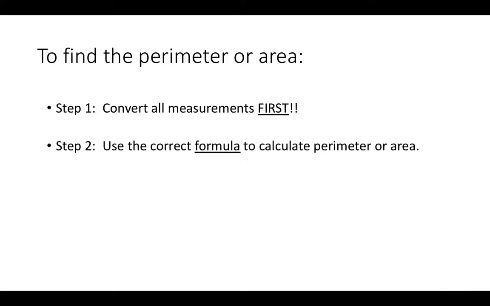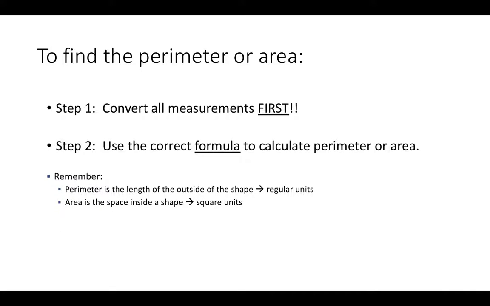So on your notes page, step 1 is convert all measurements first. So we need to find the new dimensions after using the scale. And then step 2 is using the correct formula to calculate perimeter or area. Keep in mind that perimeter is the length of the outside of a shape, and we use regular units, so for example, feet. And area is the space inside of a shape, and we use square units, so for example, square feet. If you still need time to write this in your notes, go ahead and pause the video.